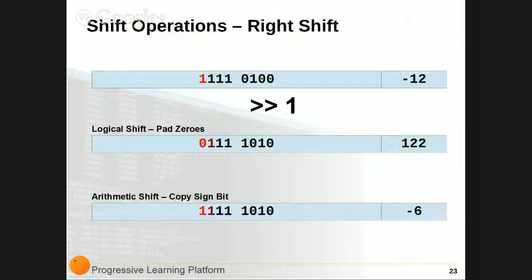Any question on right shift? If you shift it again, you just copy the sign bit again, and you will get the correct answer, arithmetically speaking. But with the logical shift, they just put in zeros. So this middle operation is what the SRL instruction does in the PLP CPU.